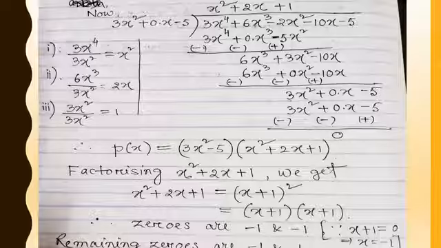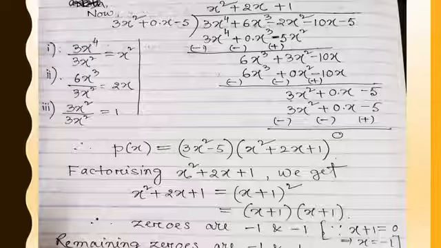Now from the first factor it is already given that the zeros are square root of 5 by 3 and minus square root of 5 by 3. So the other two zeros can be obtained from the second factor. The second factor is x square plus twice x plus 1.